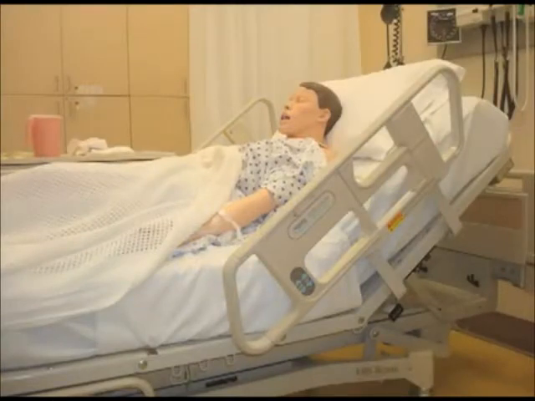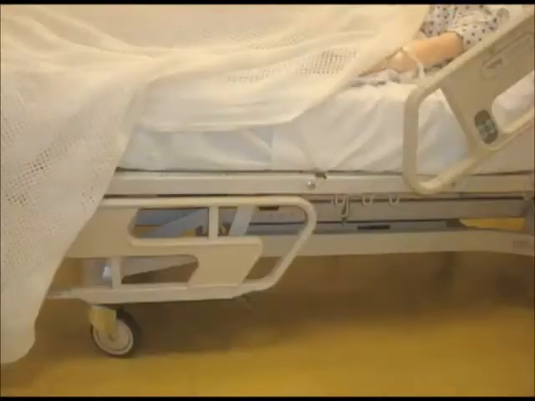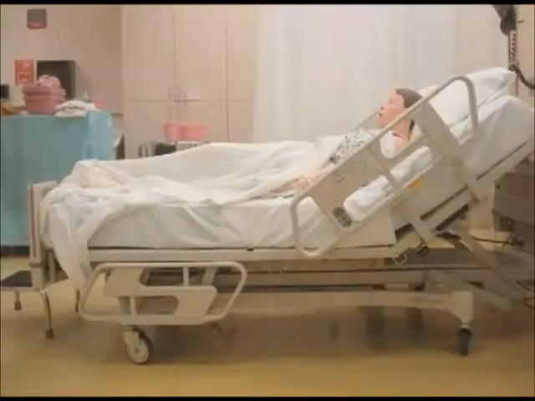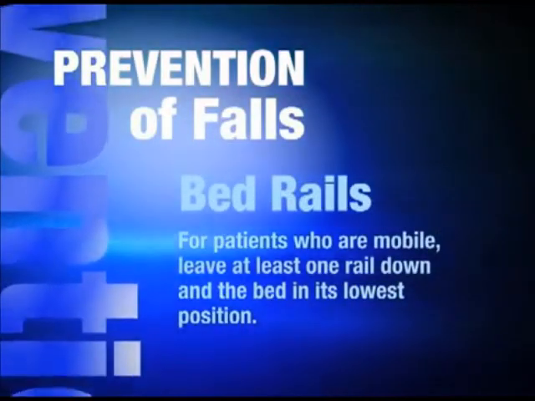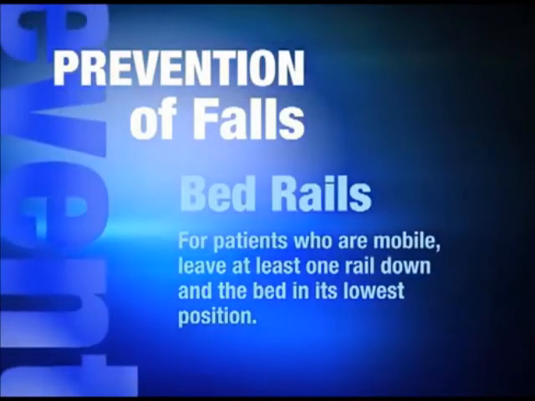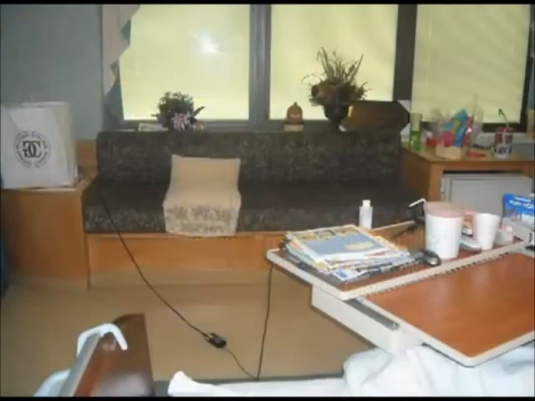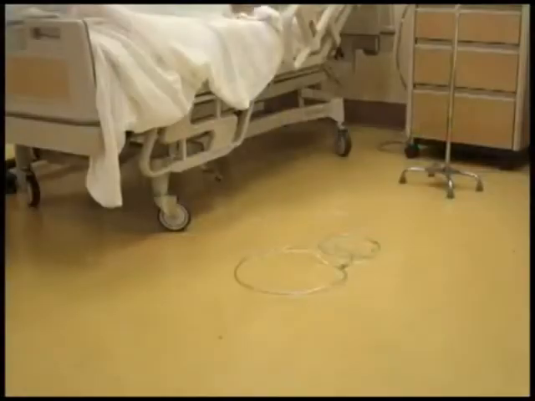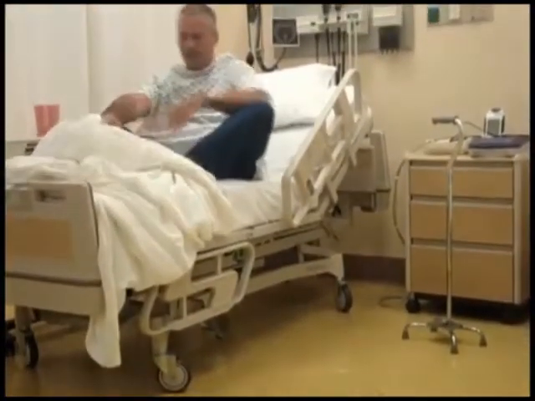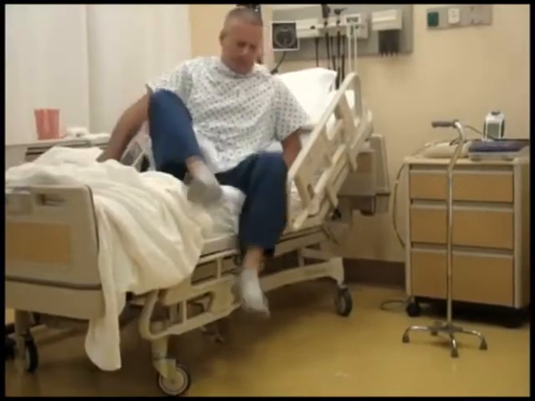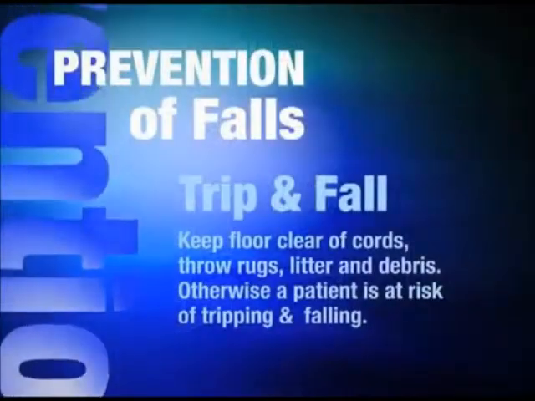When the patient is able to get out of bed by him or herself, you must leave at least one of the rails down and the bed in its lowest position so that the patient can get out of the bed without risk of falls. Throw rugs, litter, and cords continuously expose the patient to risk for tripping and falling, especially at night when there's not enough illumination.